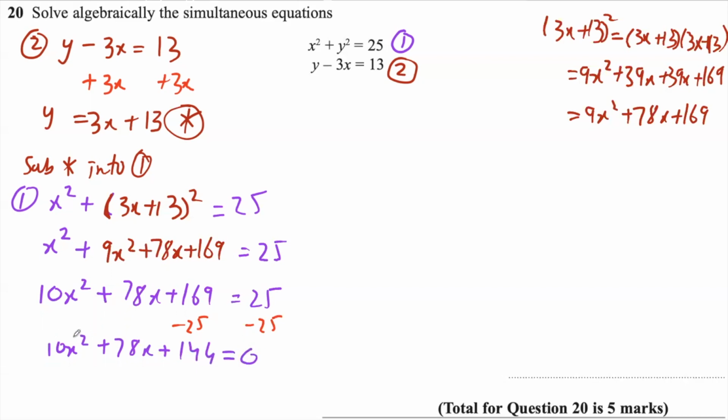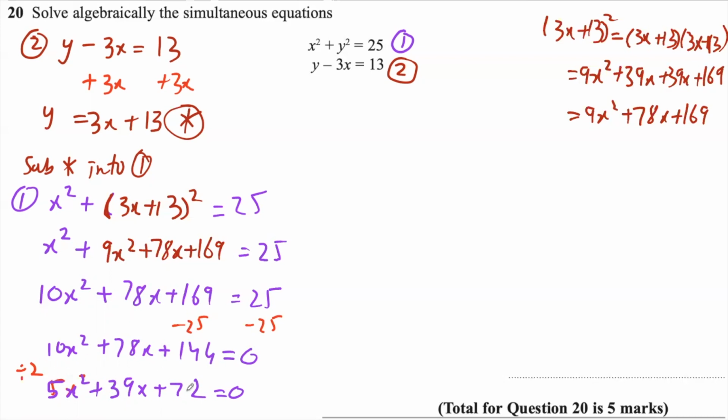Now notice that 10, 78, and 144 are all divisible by 2. So we're going to divide all three by 2. And that's going to give us 5x squared plus 39x plus 72 equals 0. And that is the more simplified version of the equation, and that's easier to work with.